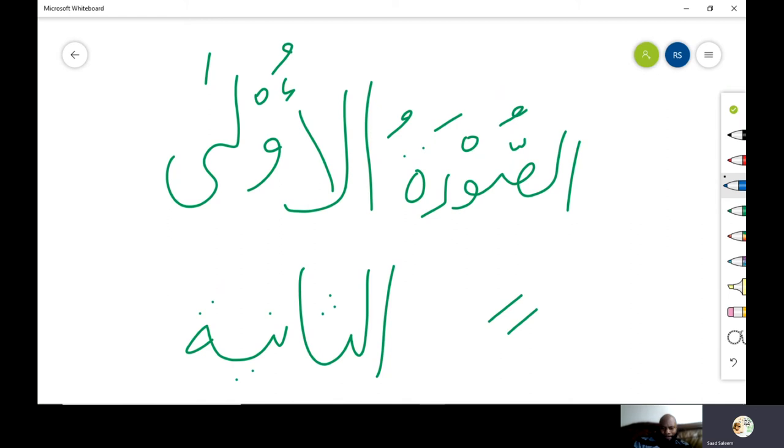Next. Okay. As-Suratus Saniya. Is that sa? Sa. I don't understand all those dots right there. Which one? This? Sha or sa? This is sa. Okay. As-Suratus Saniya. This is ya here. Oh, okay.